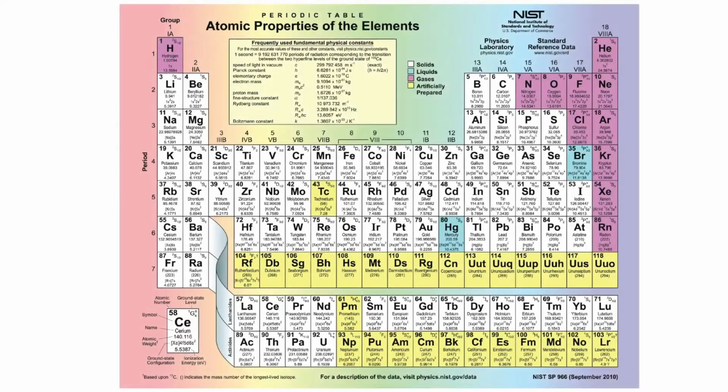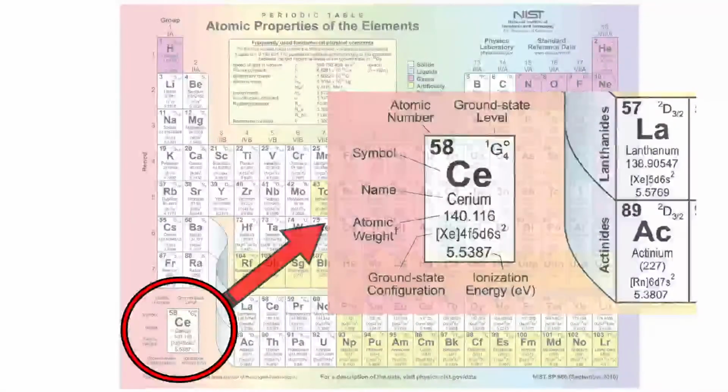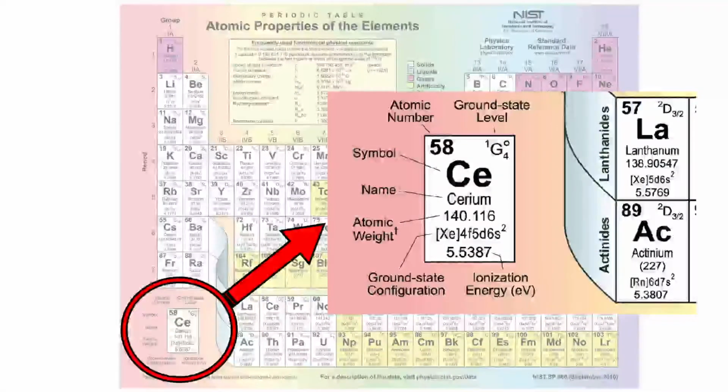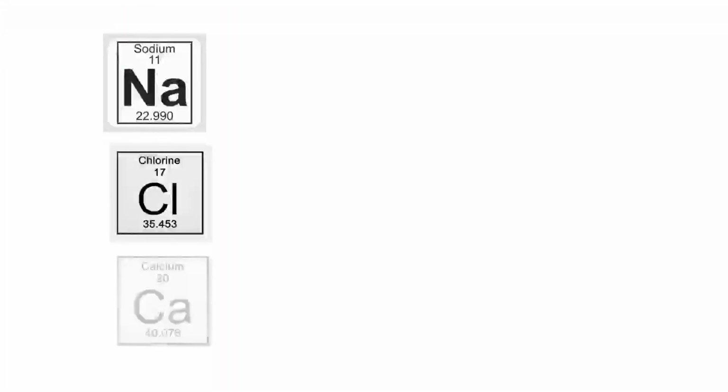The periodic table is a great tool that gives a clue about some of the important properties of elements, like atomic number, atomic weight, and so many others. Here I have selected 3 elements from the periodic table: sodium, chlorine, calcium. This number reflects the atomic mass of the element.